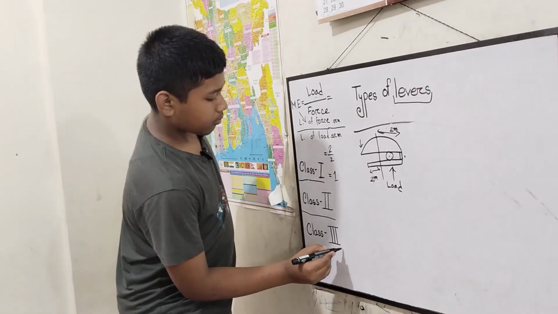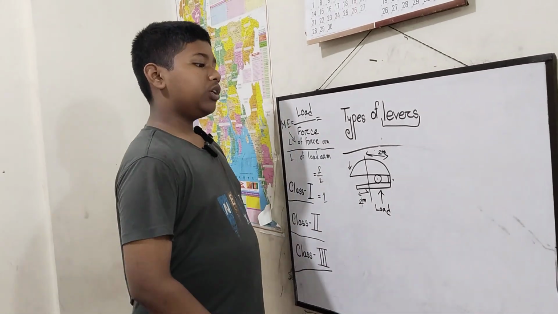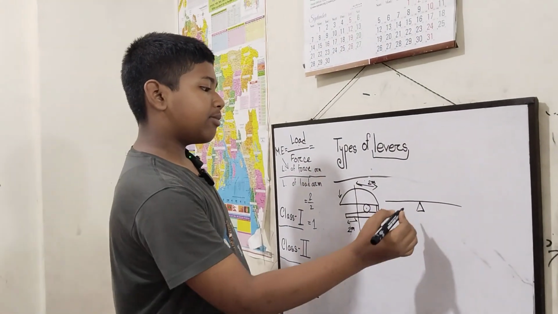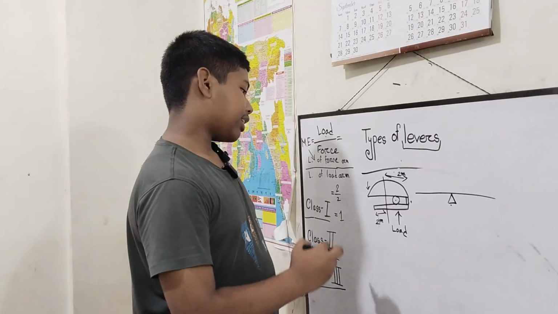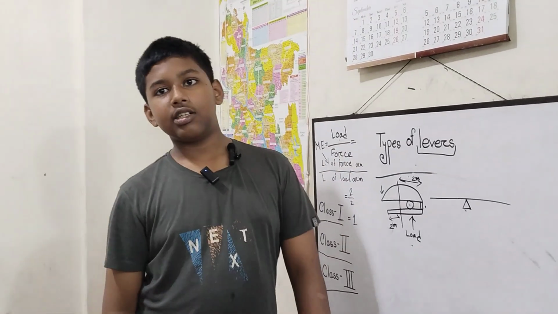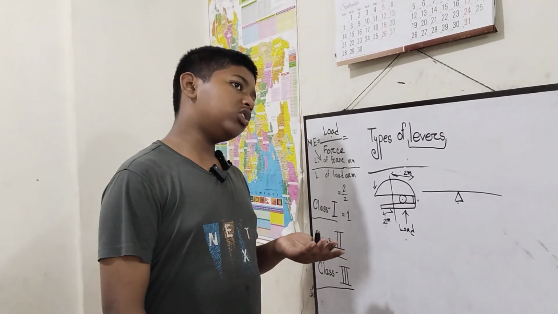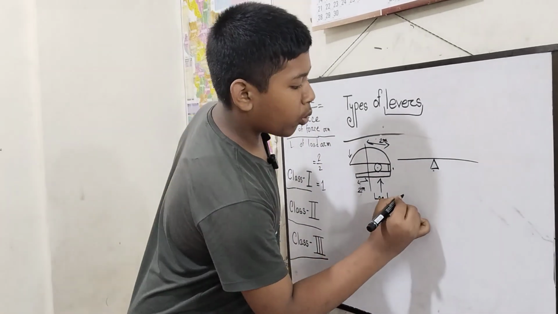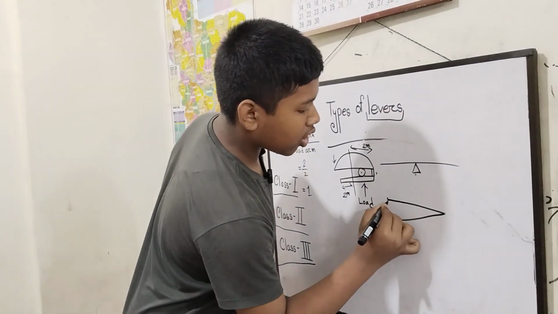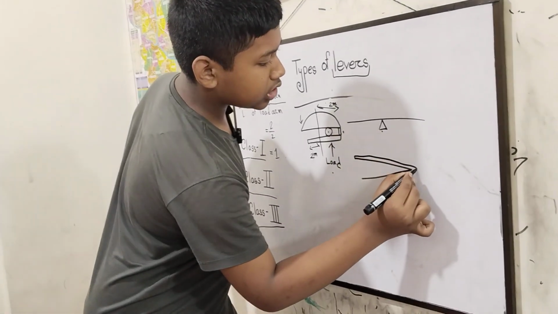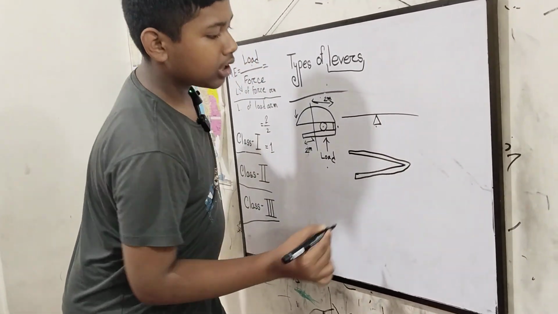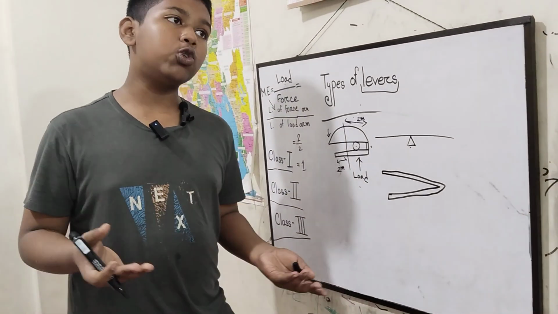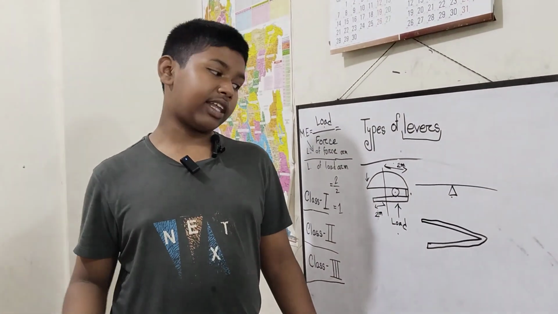Class 3 lever. We know that in a class 1 lever, the fulcrum remains at the middle, and in the class 2 lever, load remains in the middle. So that must mean the force remains in the middle in class 3 lever. Exactly. So whenever you go to a restaurant or anything like that, you will see a kind of pincer. The pincer is the object where we take food, fast foods, sweets, cakes, anything like that.